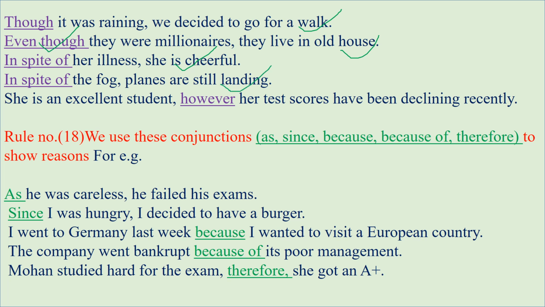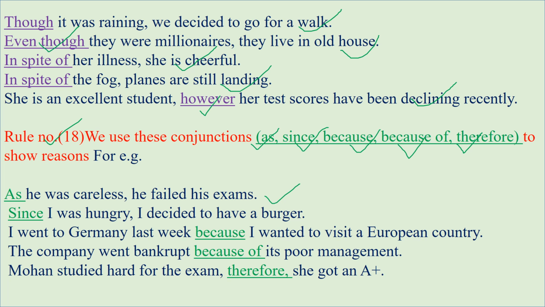She is an excellent student. However, her test scores have been declining recently. So, we should use these conjunctions to show the unexpected results. Rule number 18. We use these conjunctions, as, since, because of, therefore, to show the reasons. For example, as he was careless, he failed his exams.